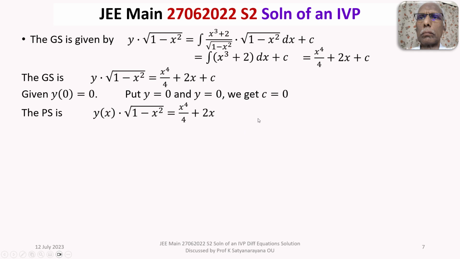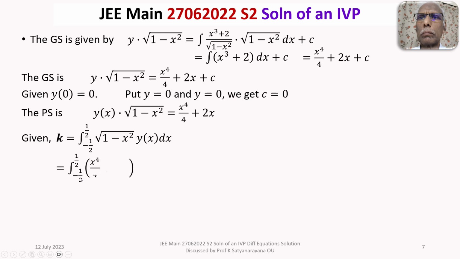Now what is it that we want to find? We are given the k value. k is equal to the integral from minus 1 by 2 to plus 1 by 2 of square root of 1 minus x square into y of x dx. Look at the above: root of 1 minus x square into y of x is x to the power of 4 by 4 plus 2x. So in the place of this, you write x to the power of 4 by 4 plus 2x. That is equal to the integral from minus 1 by 2 to plus 1 by 2 of x to the power of 4 by 4 plus 2x dx.